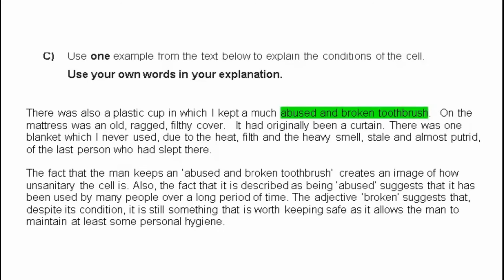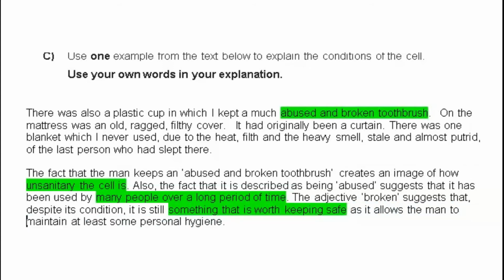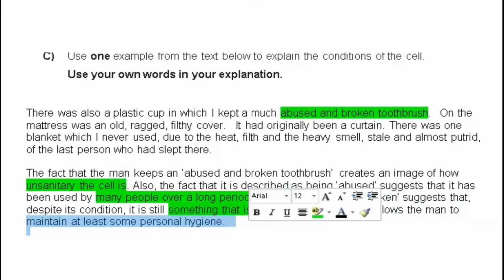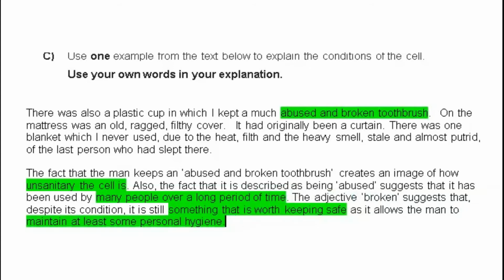I mean, I think we've got more than 3 ideas there. We've got how unsanitary the cell is. It's been used by many people, so 2 marks there. It's something worth keeping safe. And of course, it allows, well, I guess this is sort of some development from this point, maintained at least some personal hygiene. And I'm pretty sure, guys, that would be enough, well, certainly if I was marking it, to get the full 3 marks.